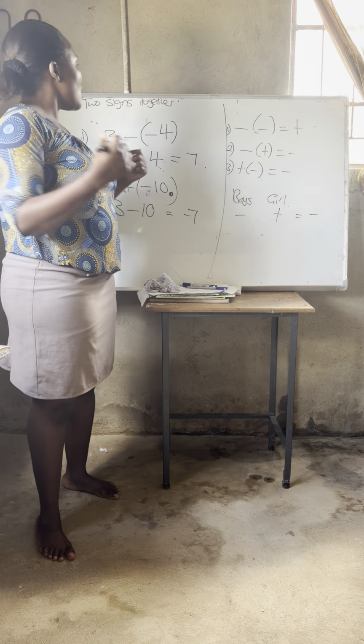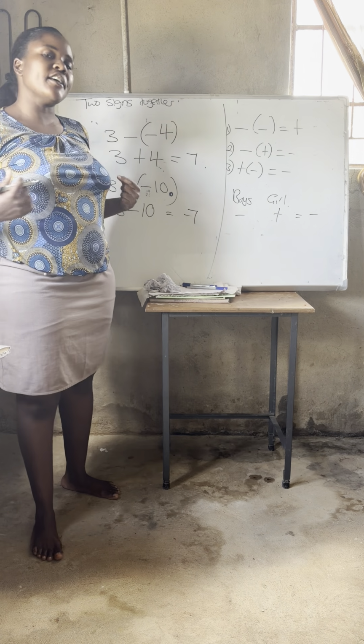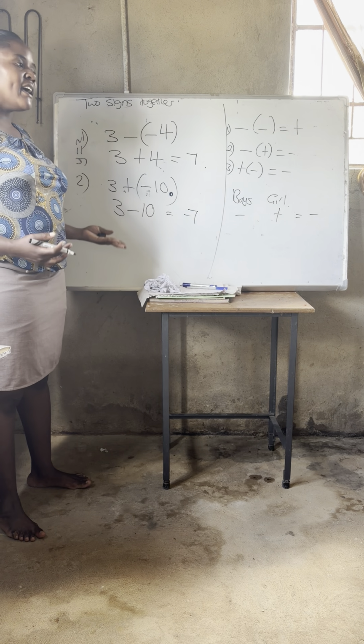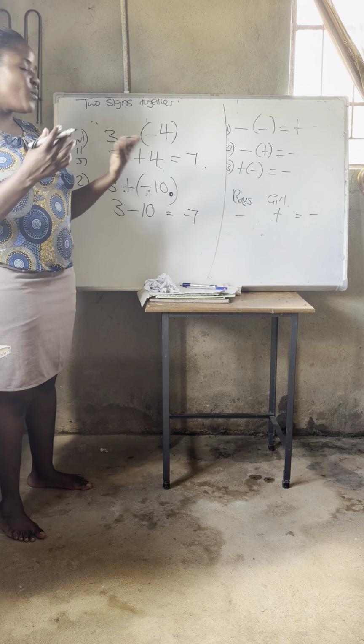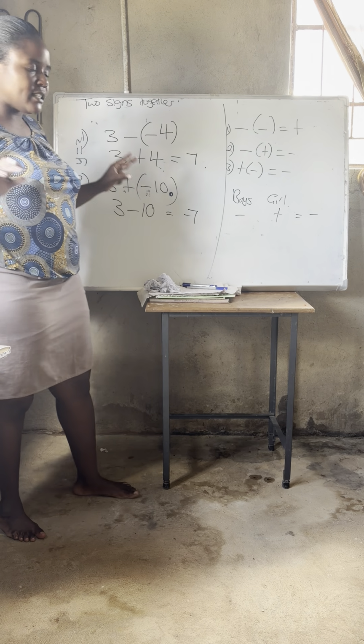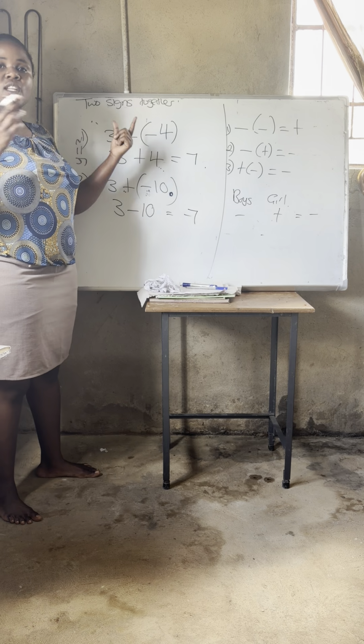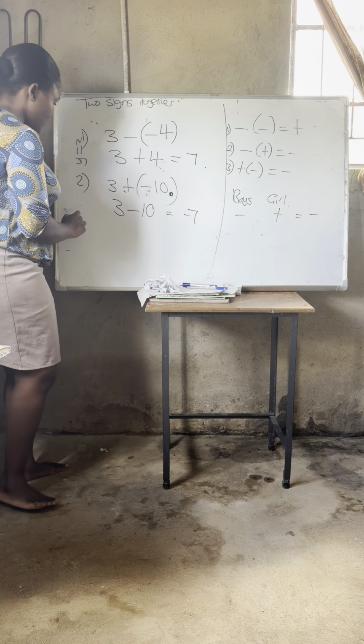Check the signs, okay? If the signs are the same, we add. If the signs are different, we subtract. So we follow the same rules. But now the first thing, if two signs are written together, get rid of one of them.